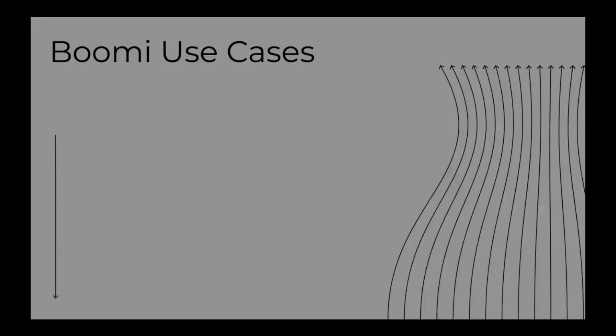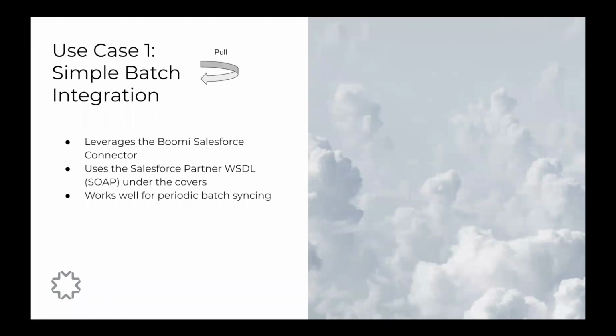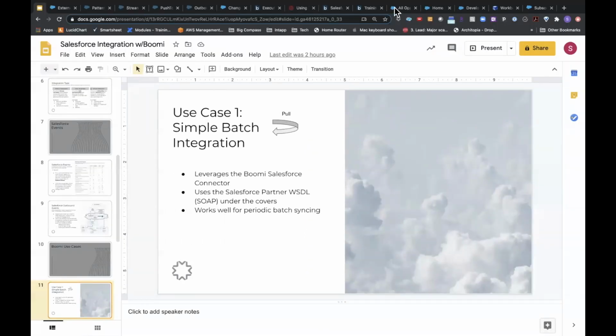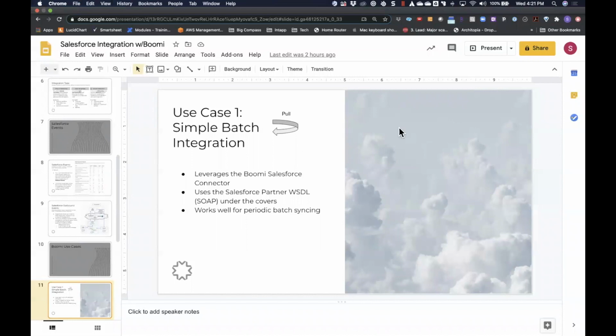Okay, cool. So Boomi use cases. The first one we're going to show is, again, going back and referencing some of the patterns we talked about. This is going to be the simpler pull use case, where we're just going to leverage the Boomi Salesforce connector, which under the covers is essentially using the partner WSDL, and is really focused on those batch-oriented use cases. So this one's pretty simple. We'll do this one pretty quickly because there are other more interesting ones to get to.